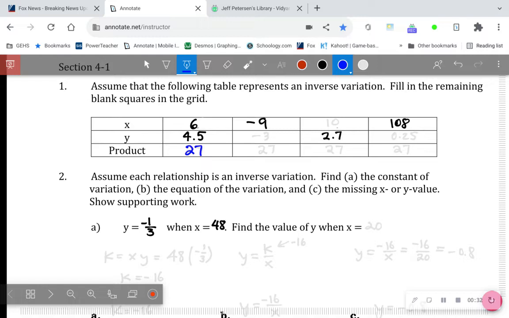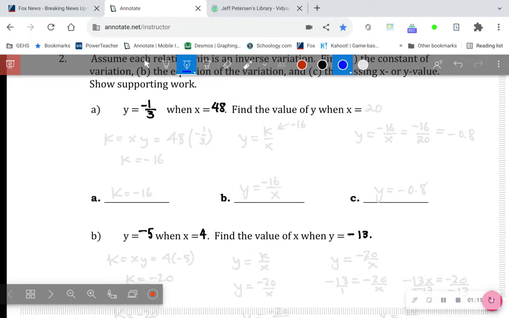That means we have to keep that constant all the way through the problem. No matter which x and y pair, they should multiply to be the same value. And then this opens up the rest of it. Negative 9 times what number would give 27? That would be negative 3. You can get that by taking your 27 divided by the negative 9. So we'll do that here. 27 divided by 2.7 gives 10. And 27 divided by 108 gives 0.25. So that's how you fill that chart in.